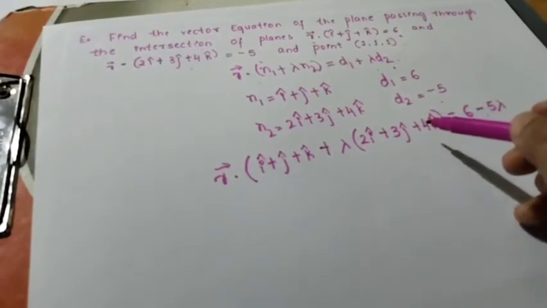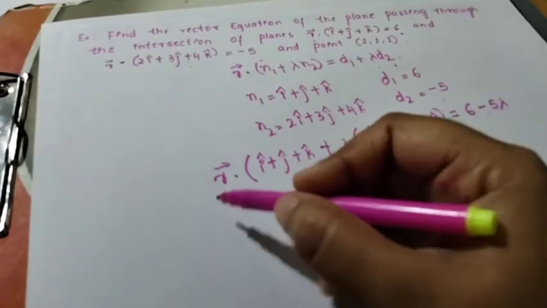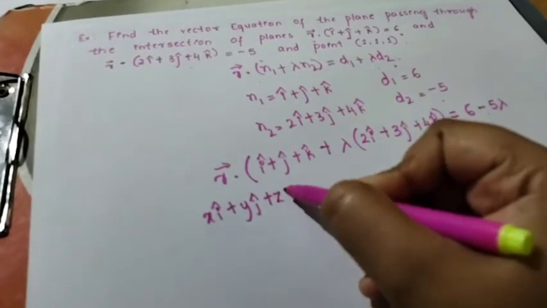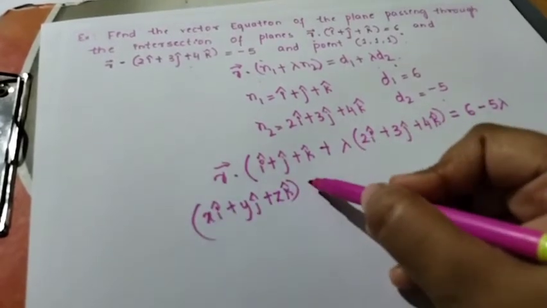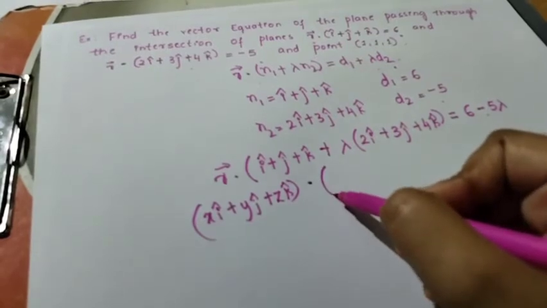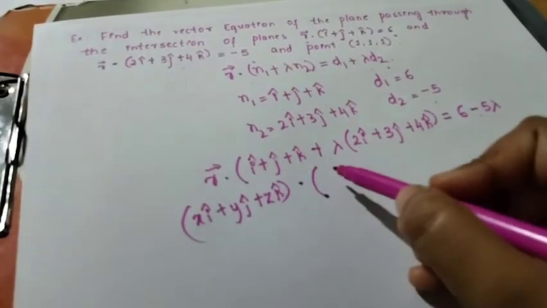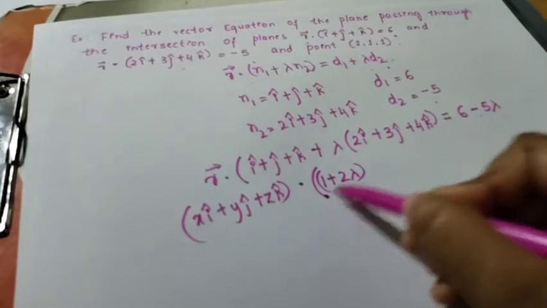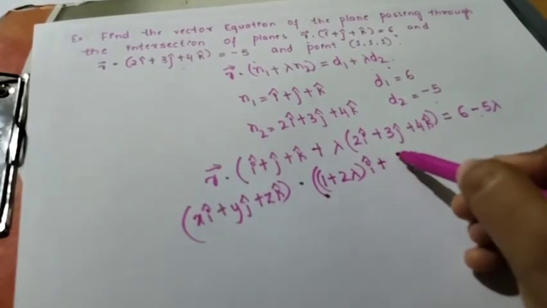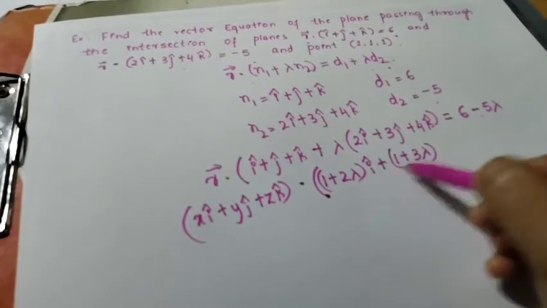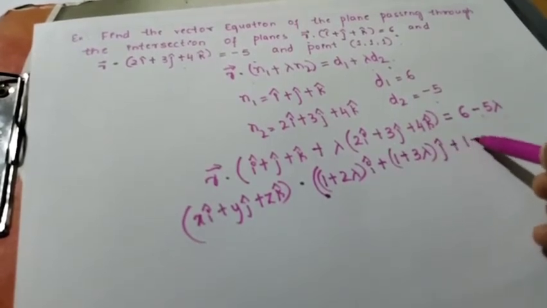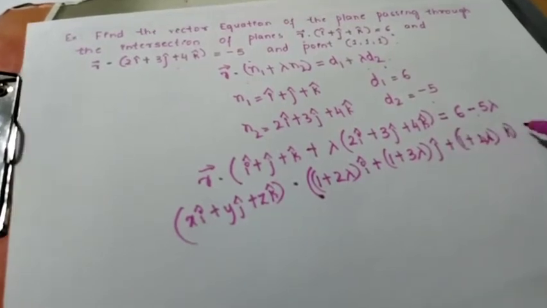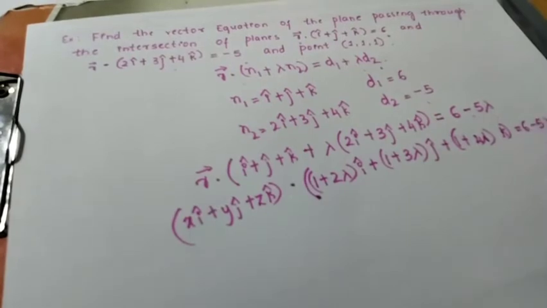Okay, so next I substitute the value of r here. What is r? xi plus yj plus zk. Dot product with this one, I take the i factors common and I can write it as (1 plus 2 lambda) into i plus (1 plus 3 lambda) into j plus (1 plus 4 lambda) into k is equal to 6 minus 5 lambda.